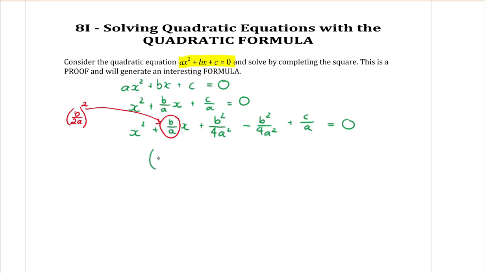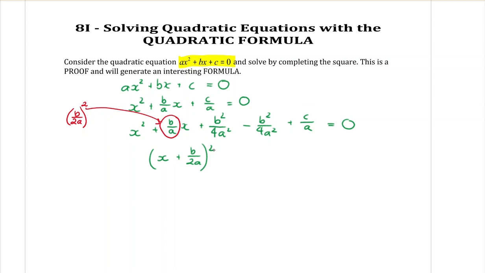The first 3 terms will now factorize to be a perfect square. That means the x will be at the front of the bracket, and the b over a that is circled there in red, remember we always halve that number, and that's the number that goes into our bracket. So half of that, we've done this already, is b over 2a squared.